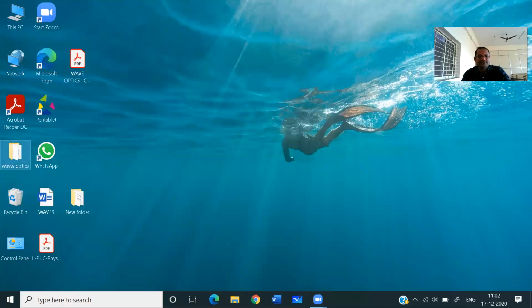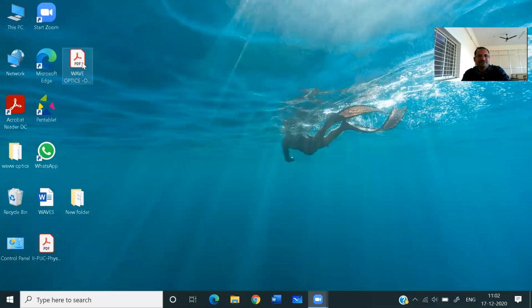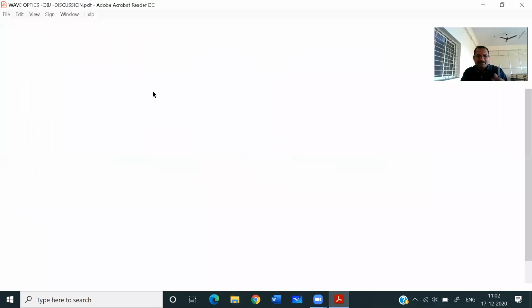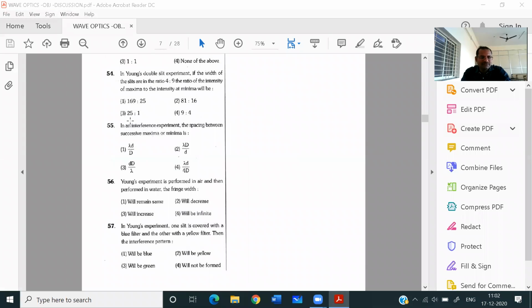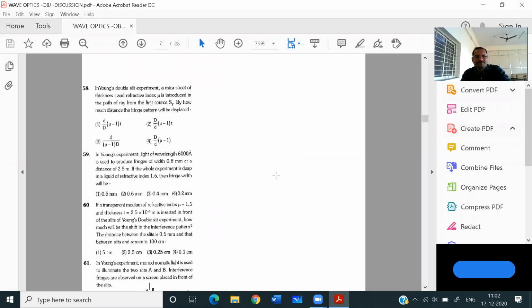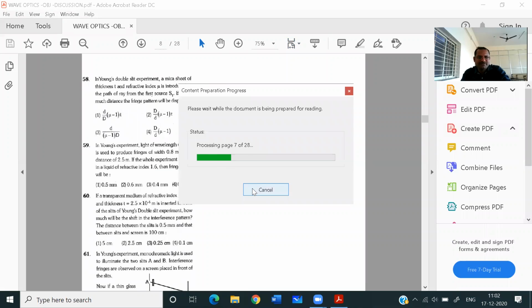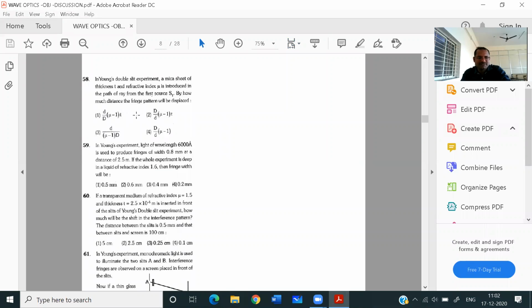So here we are solving objective problems, no? Yes, I'm sharing your material. Sorry, not this. Yes, it is. And we were solving which question? 58 is over. Now 59. What was the 58th answer?